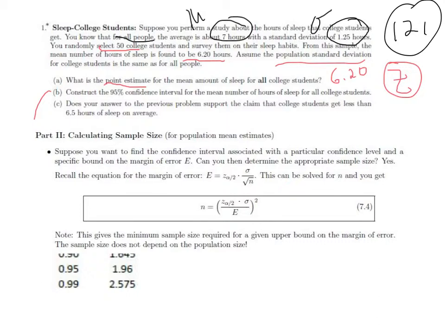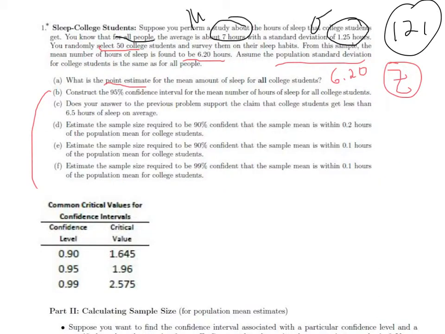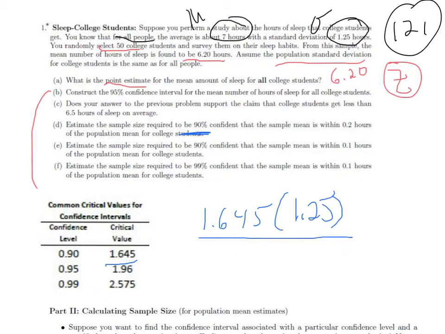Okay, so let's do that calculation here. I've got a 90% confidence interval, so my critical value for z is 1.645, because that's associated with a 90% confidence interval. And then I'm going to multiply that by my standard deviation, which is 1.25. They told me that up here, right? And then I'm going to divide that by the margin of error. And the margin of error they're looking for is 0.2. And then I'm going to square that whole mess.